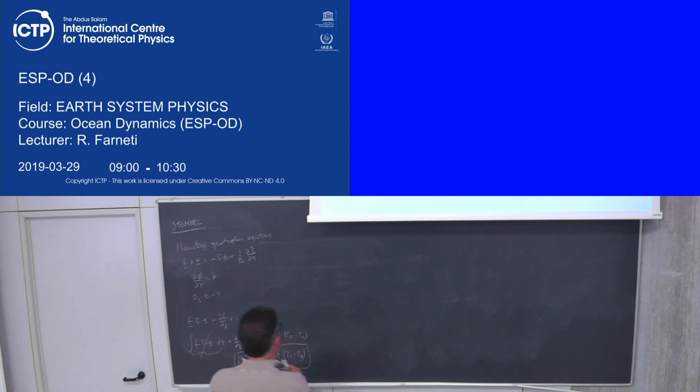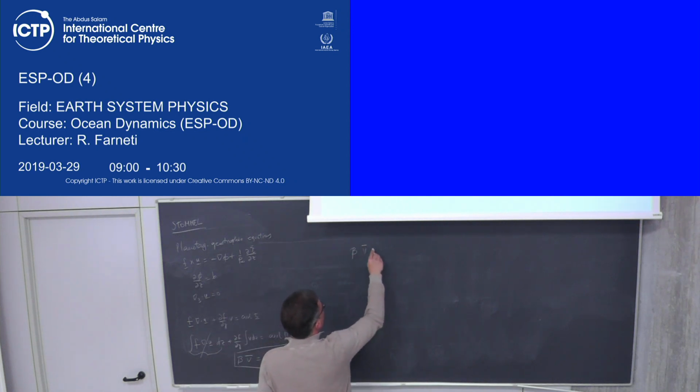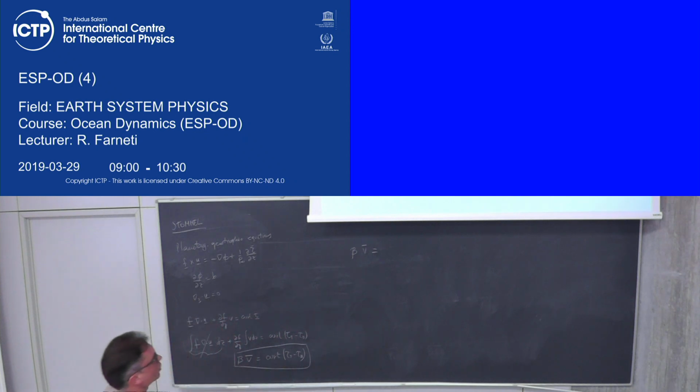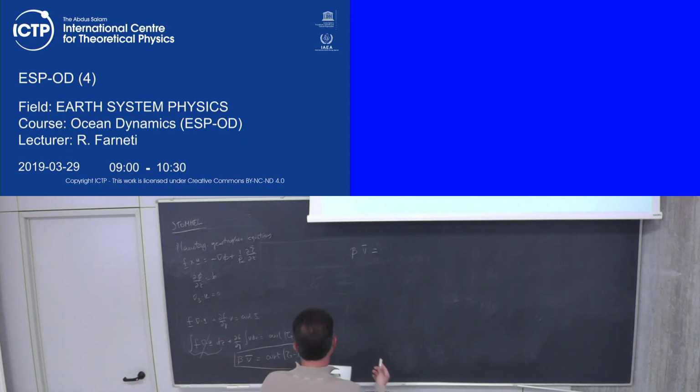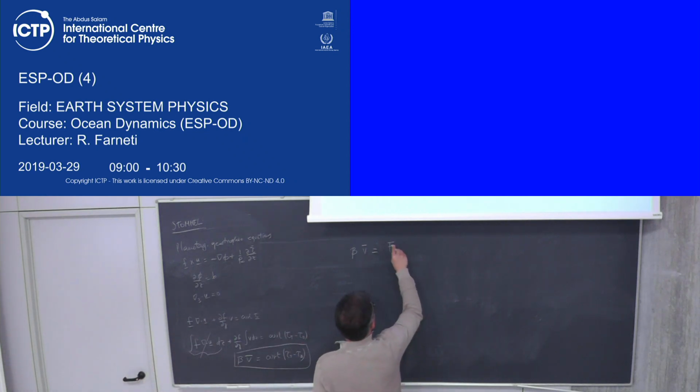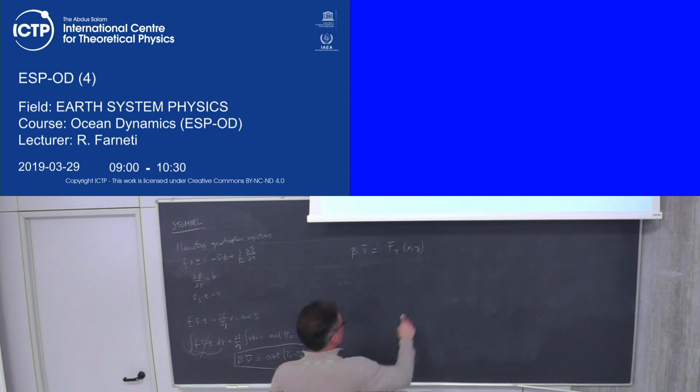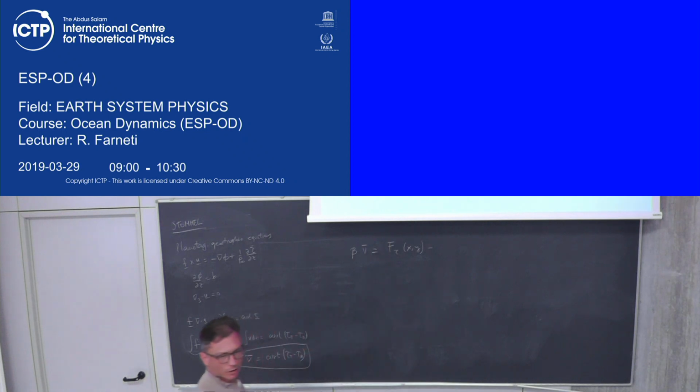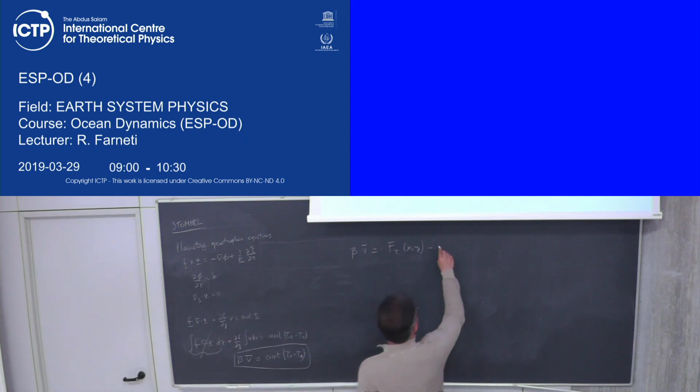So what Stommel did is to move this into the advection of planetary vorticity with an integrated meridional flow. That is going to be equal to a stress at the top, which is a function of x and y, minus what is happening at the bottom Ekman layer, which is drag. Okay? So let's use a linear drag to start with.